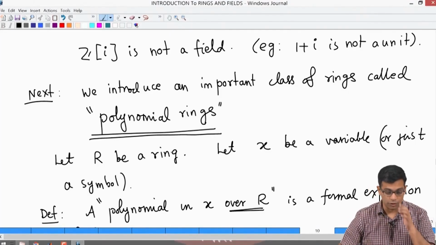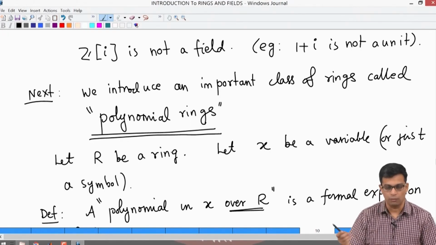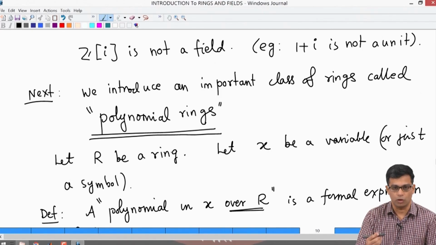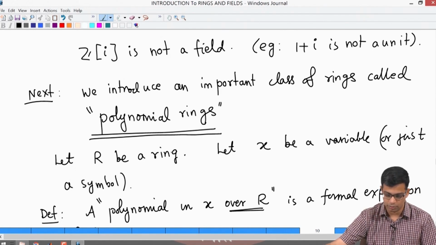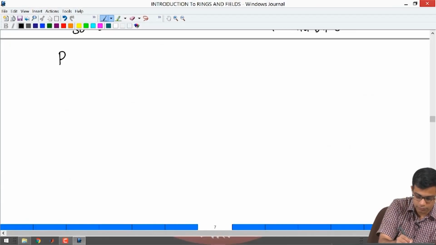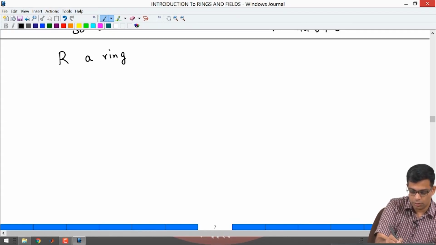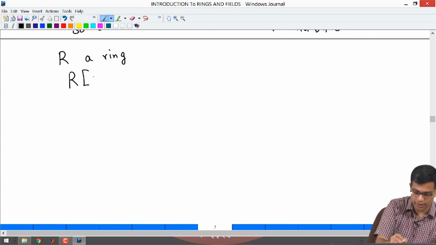So let's continue with our study of polynomial rings. In the last video I talked about what polynomials over a ring are. So let's quickly recall that, and then today we will discuss that and we will make it a polynomial ring. Okay. So if R is any ring, remember we used the notation R[x], where x is a variable.